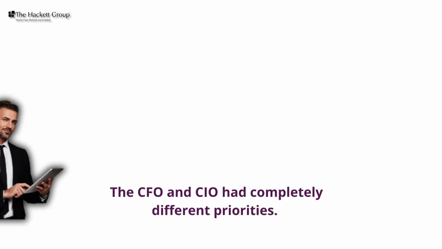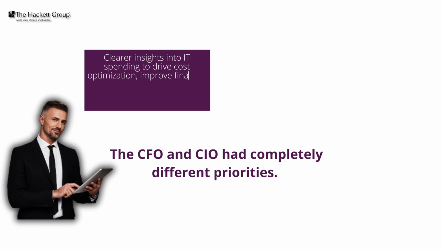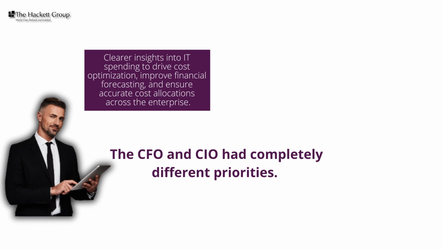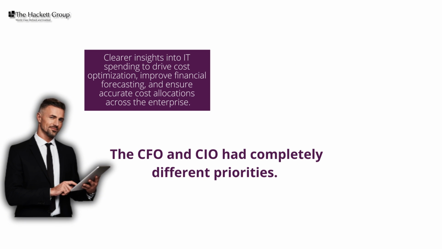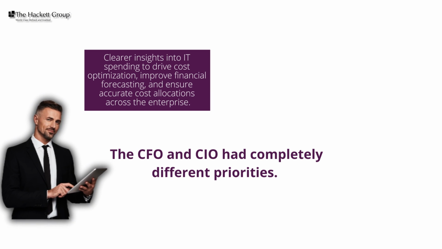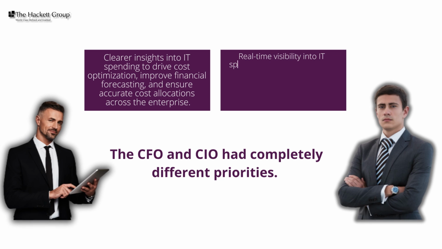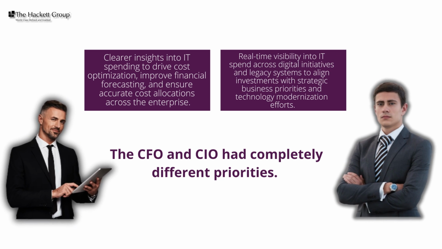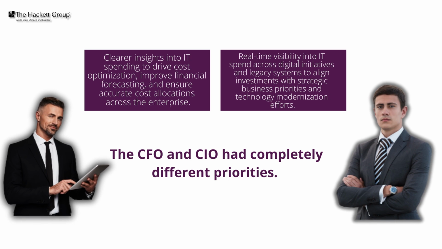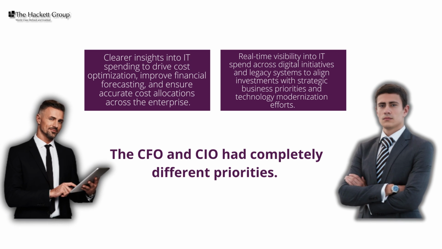During the assessment phase, we discovered something critical. The CFO and the CIO had completely different priorities. The CFO needed clearer insights into IT spending to drive cost optimization, improve financial forecasting, and ensure accurate cost allocations across the enterprise. Meanwhile, the CIO required real-time visibility into IT spend across digital initiatives and legacy systems to align investments with strategic business priorities.